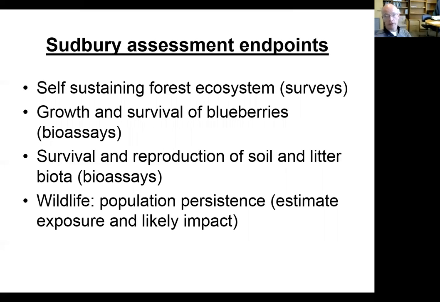So the endpoints for the vegetation, going back to objective 1, was this self-sustaining forest ecosystem. The 18 sites were surveyed and assessed and compared to reference sites to see whether they looked like a normal forest. That was one criterion. Blueberries were identified to be very important for both local and indigenous populations. So we looked at blueberries, whether they were able to grow and survive, looking at the berry concentrations, etc.